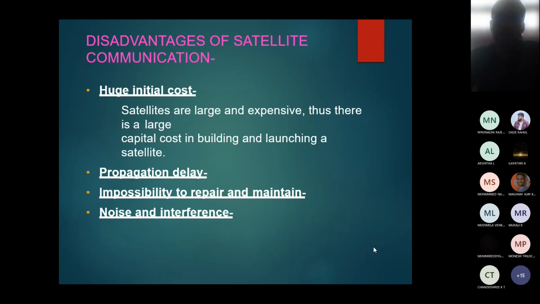Now like the advantages, there are so many disadvantages of satellite communication. First of all, it is the huge initial cost. The first time investment is very huge in satellite communication. Okay, second disadvantage is propagation delay, because in satellite communication the communication link is of around 36,000 kilometers, which is very high, and so the propagation delay will be much higher. Most probably the propagation delay is in the range of some seconds.